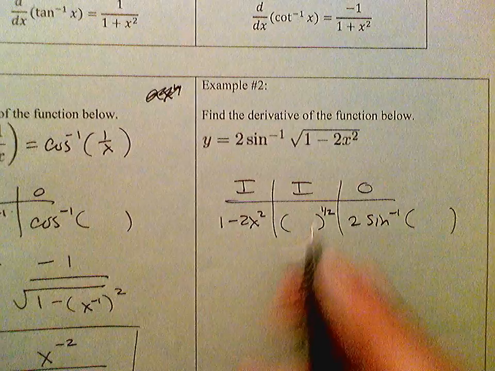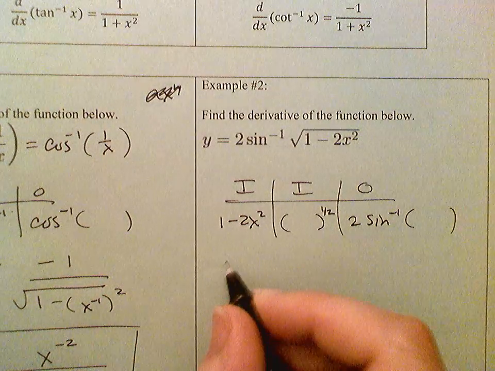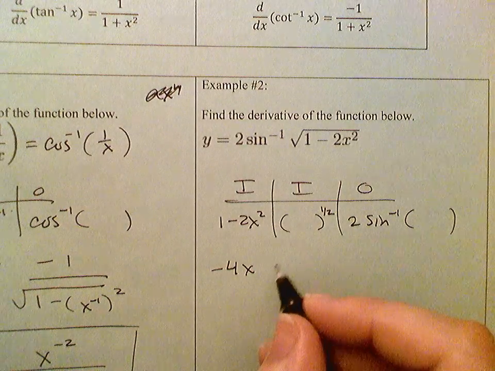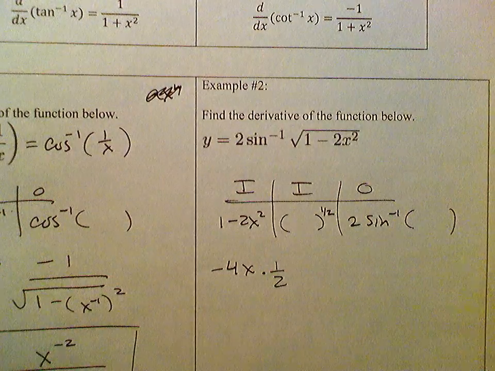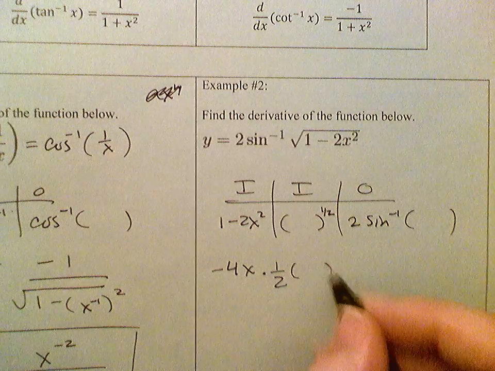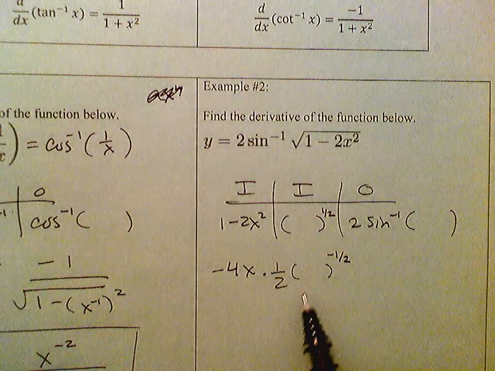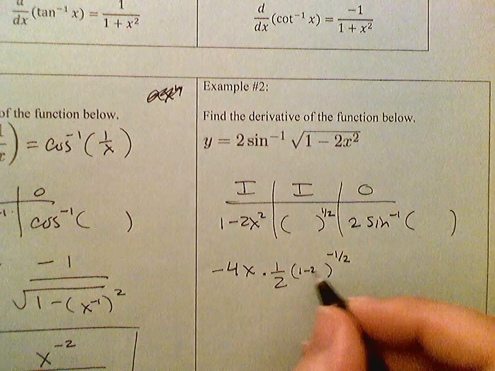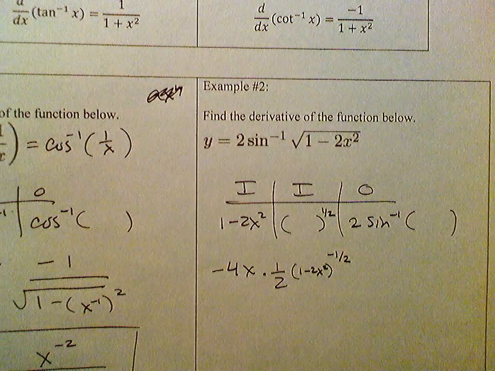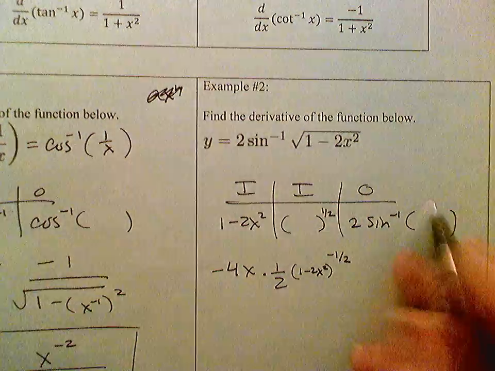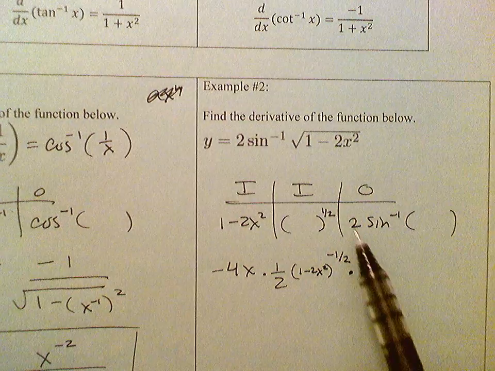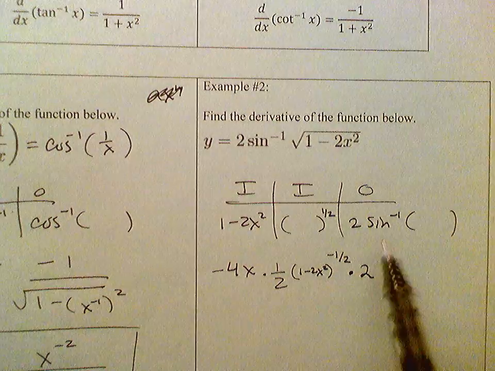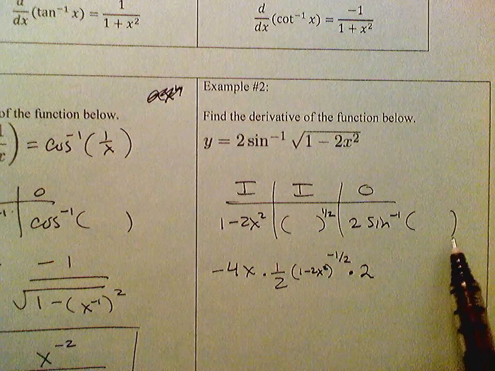So the derivative of the innermost function is negative 4x. The derivative of the square root part is 1/2, so I'll go times 1/2 blank to the negative 1/2. And what goes back in that blank? What was inside to begin with. So 1 minus 2x squared. And then the derivative of this, like I was saying earlier, sort of clumsily, we're just bringing down the coefficient, which is 2, and then taking the derivative of that, okay?